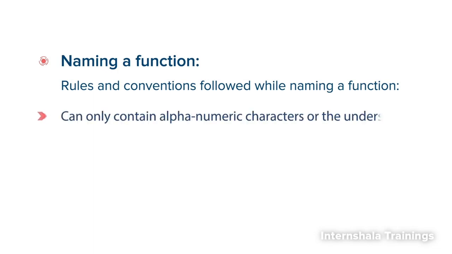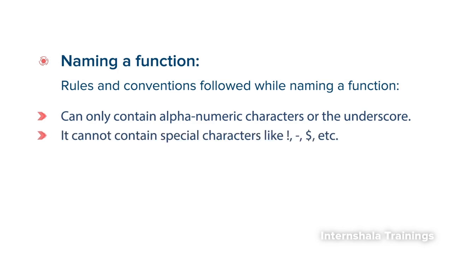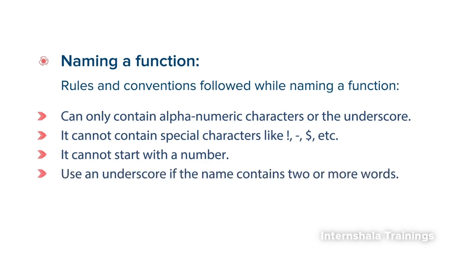First is, a function name can only contain alphanumeric characters or the underscore. It cannot have any of the special characters like exclamation, dash, or even a dollar. Next, a function name cannot start with a number. It must start either with an alphabet or an underscore. Next, if a function name contains 2 or more words, we need to use an underscore to separate them. Lastly, the name of the function should be self-explanatory.